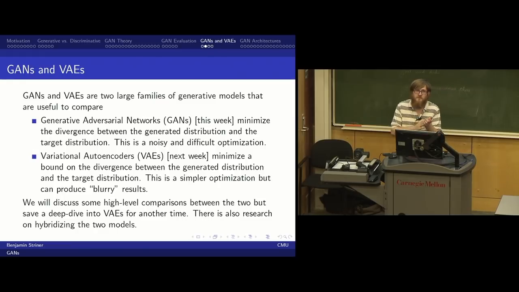There are also some models that try to hybridize the two of them because they do have similar components in them. But these are two different models that are predominant in generative modeling, and just understanding the differences and advantages between them is important.